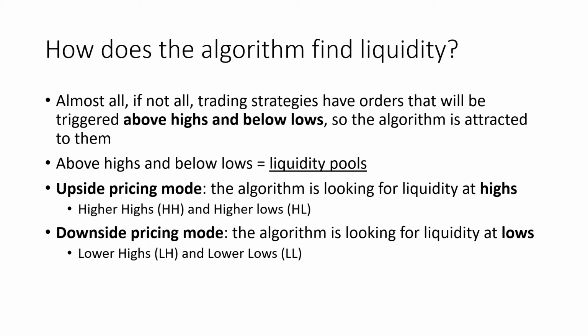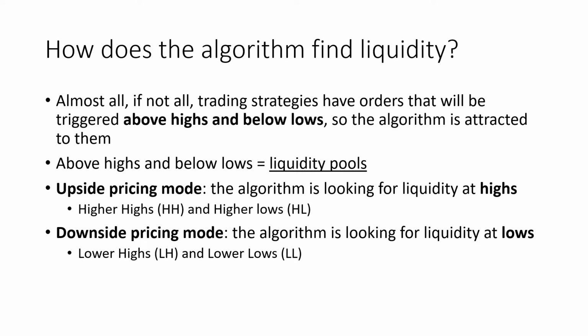What are liquidity pools? Those are just areas where high liquidity is expected to be. That's where the algorithm believes there are going to be orders. And most of the time it's right, and you'll see later on exactly how that works. But for now, just keep in mind that above highs and below lows, there are most likely going to be orders there. And so the algorithm is simply attracted to these places. It wants to go to these places because that's where it's going to find its next liquidity.